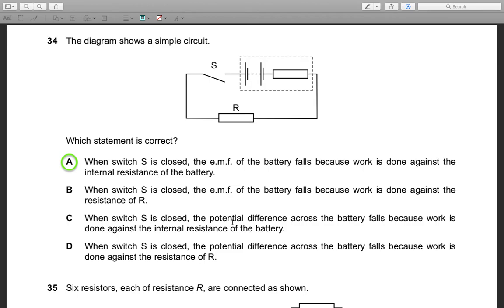B: when switch S is closed, the EMF of the battery falls because work is done against the resistance of R. No, this is work done against the internal resistance of the battery. So that's why we need the resistance of the battery. C: when the switch is closed, the potential difference across the battery falls because work is done... No, never potential difference across the battery. D: when switch S is closed, the potential difference across the battery falls because work is done against the resistor R. No, there's no correct answer.